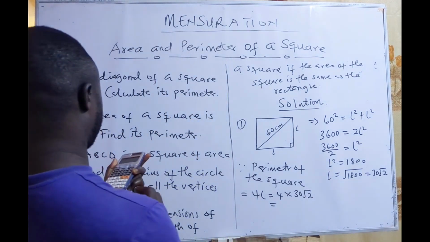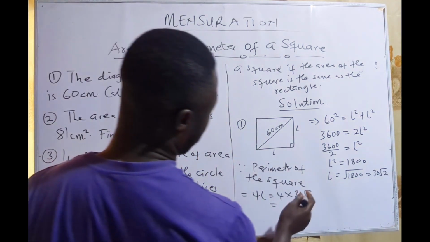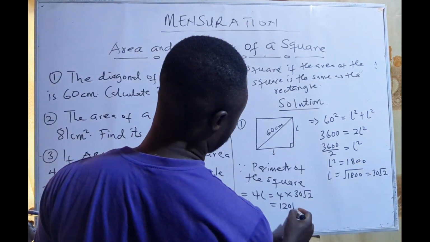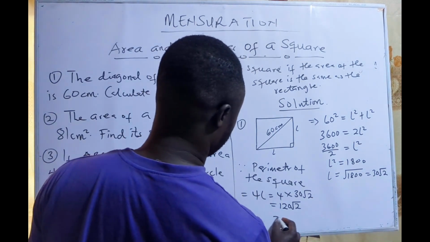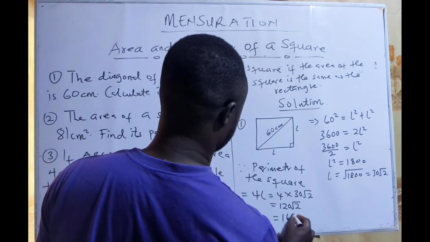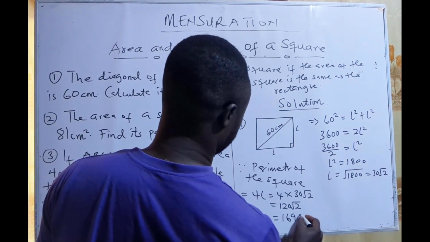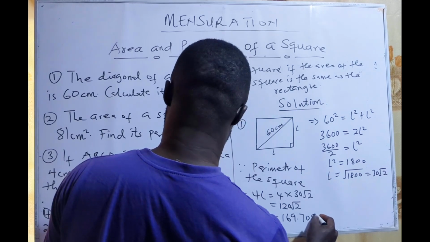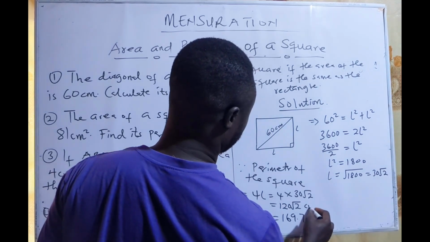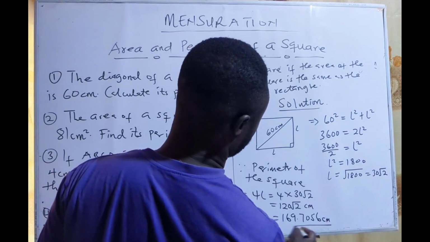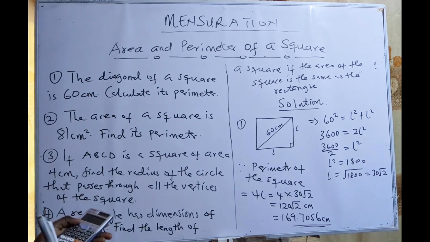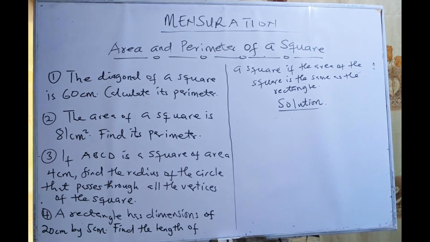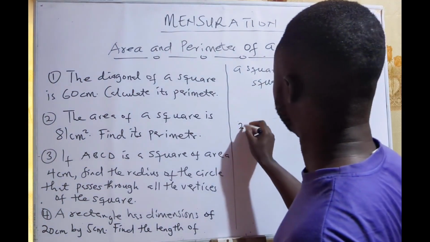And what will be 4 times 30 root 2? 4 times 30 is 120 root of 2. And in decimal, it will give us 169.7056 centimeters. So this is the perimeter of the square. Is that okay?